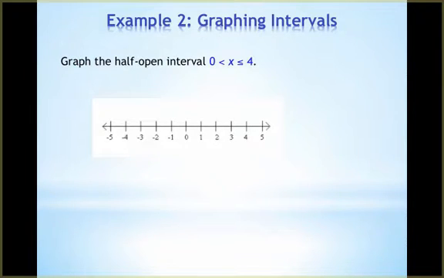Now let's look at the half open interval from 0 to 4. Well, we don't include 0, so we're going to put a parenthesis there. But we do include 4, so we'll put a bracket there. And we want all the points between those two.